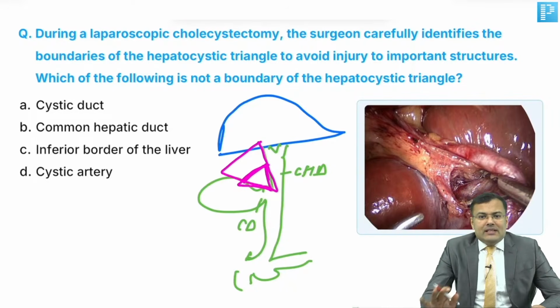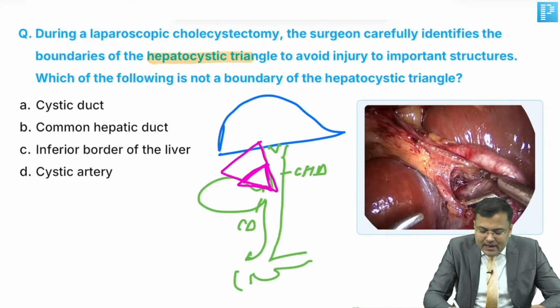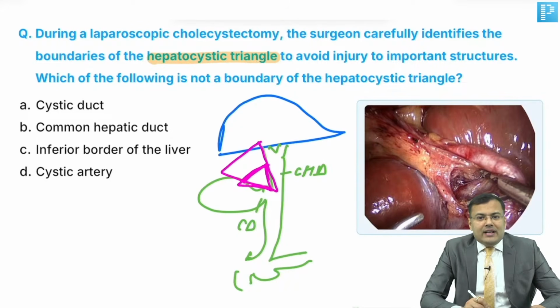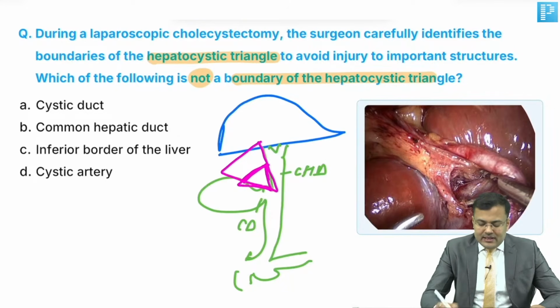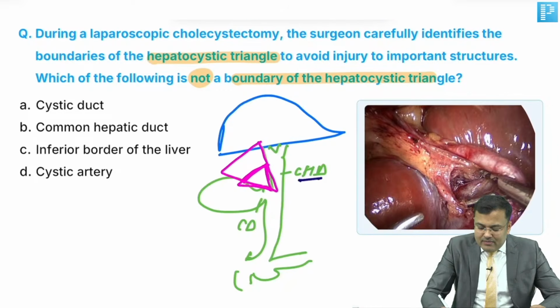During lap cholecystectomy, the surgeon carefully identifies the boundaries of hepatocystic triangle to avoid injury of important structures. Which of the following is not a boundary of hepatocystic triangle? So you can see the medial boundary, it is common hepatic duct, lateral boundary cystic duct, and superior boundary inferior hepatic edge.